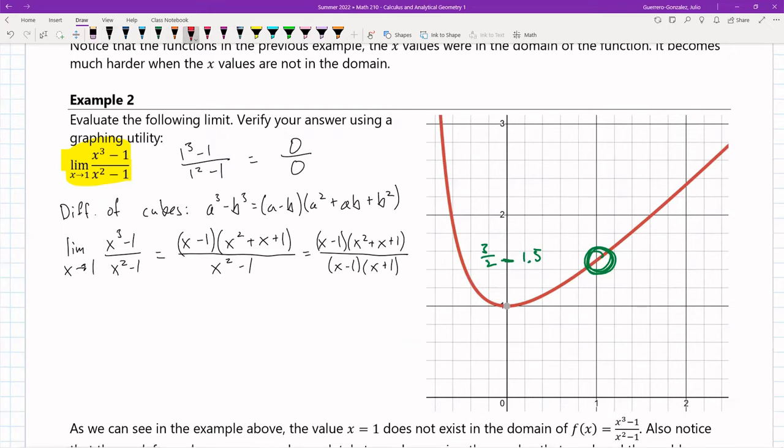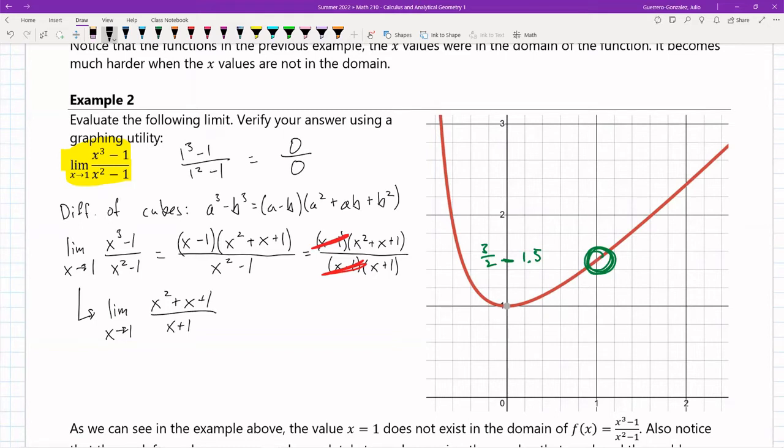Now, what I want everyone to notice is that there's a minus 1 on the bottom and a minus 1 on the top as well. They get to cancel. So what ends up happening now is this thing turns into the limit as x approaches 1 of x squared plus x plus 1 all over x plus 1.